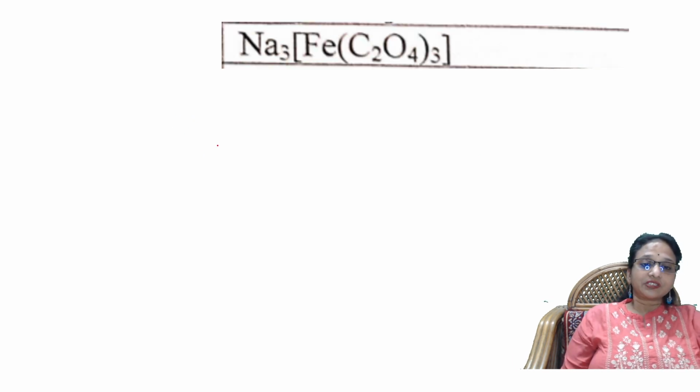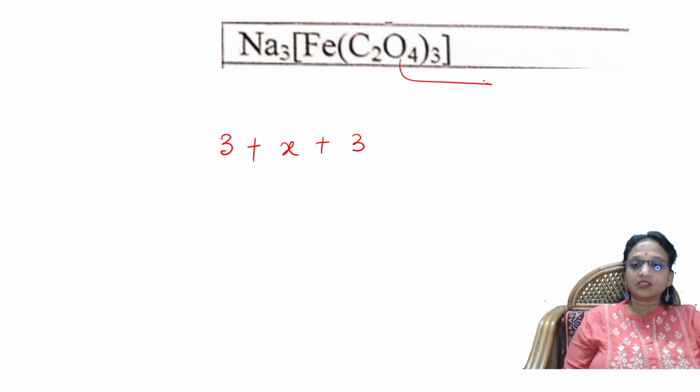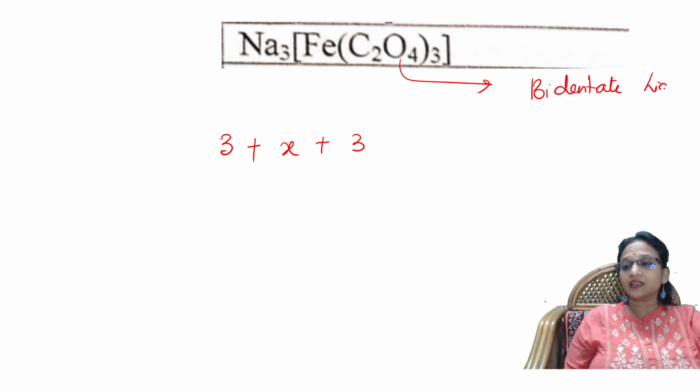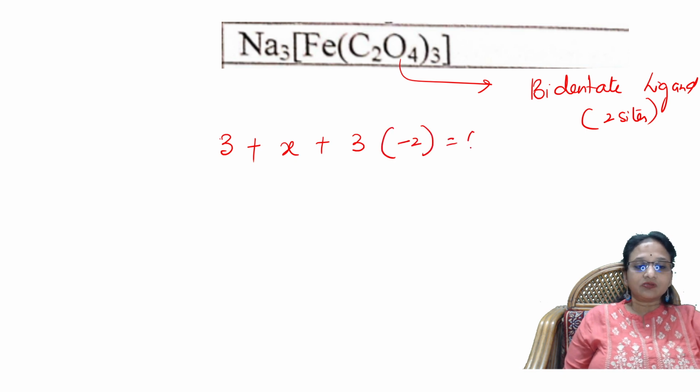Yes, let us see one more example. Again, sodium is outside, so it is 3 plus, X for the metal is 3. Now, important, this is a bidentate ligand. Oxalate is a bidentate ligand. So, how many sites are there? 2 sites. So 3 into what is the oxidation state? -2 is equal to 0. So X is equal to 3. Write the name now. Disodium, you wrote there. If you write like this also it is right, students.